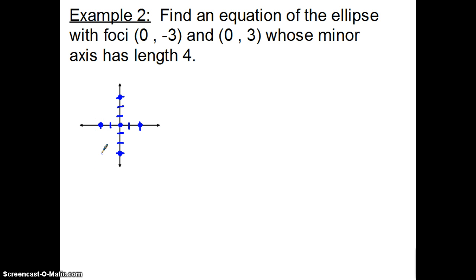Now let me back up for a second. How did I know that the center was at 0, 0? Well, it has to be halfway between the foci. So we know that if this one's at 0, 3 and this one's at 0, negative 3, then halfway between that would be 0, 0. So I do know my center's at 0, 0.